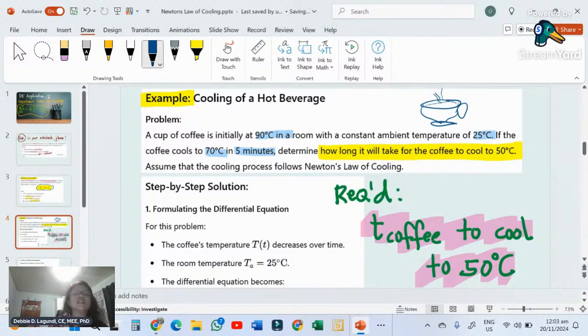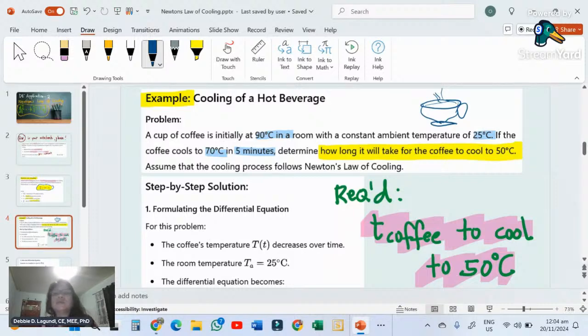A cup of coffee is initially at 90 degrees Celsius in a room with a constant ambient temperature of 25 degrees Celsius. What does it mean? The coffee is at 90 degrees Celsius, so that is just a 10 degrees Celsius drop from the boiling point. And it is placed in a room that is 25 degrees Celsius. If the coffee cools to 70 degrees Celsius in 5 minutes, determine how long it will take for the coffee to cool to 50 degrees Celsius. Assume that the cooling process follows Newton's law of cooling.